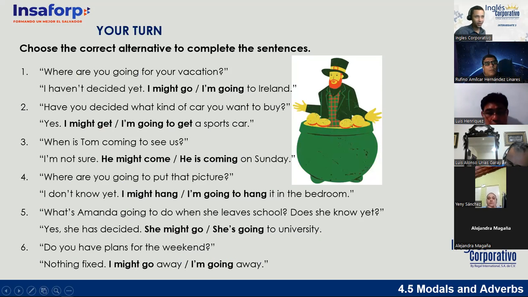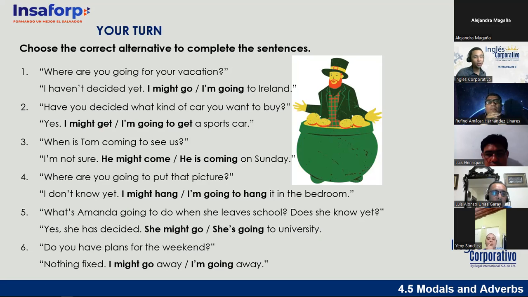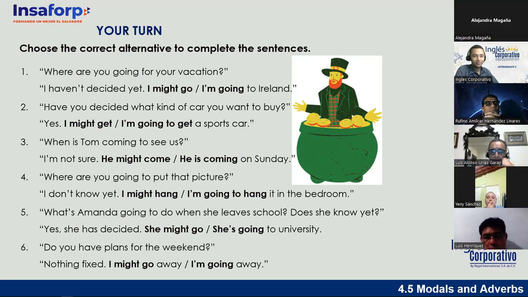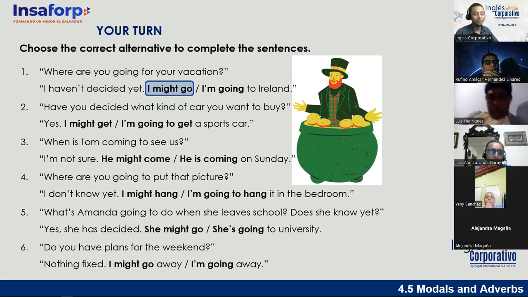Your turn. Take a look. Choose the correct alternative to complete the sentences. Where are you going for your vacation? I need a volunteer. Who wants to try? You need to select the correct option. Okay, Alejandra Magaña, let's do this. I think it's I might go. Mm-hmm. Can you read the whole sentence, please? Where are you going for your vacation? I haven't decided yet. I might go to Ireland. That's right. I might go to Ireland because maybe this person will go, maybe not. Thank you, Alejandra. Very good.